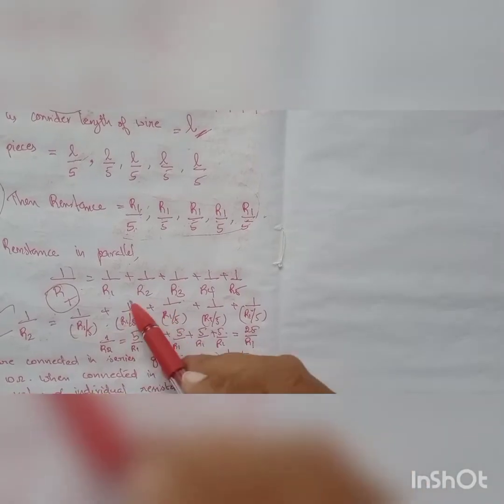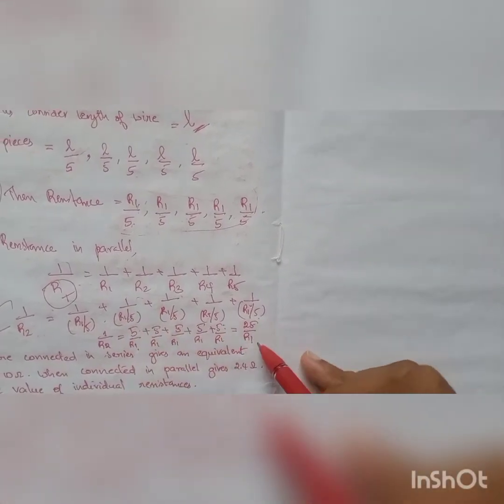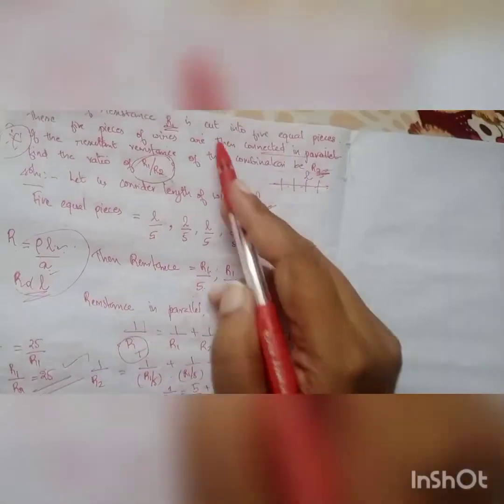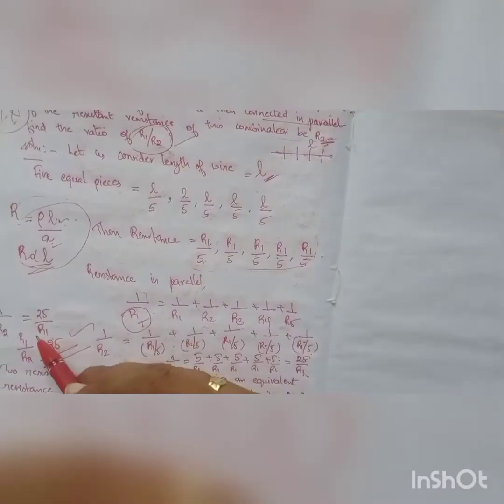Taking the reciprocal of 1 divided by R1 by 5, we get 5 by R1. So adding all of these, we get 25 by R1. So 1 by R2 is equal to 25 by R1. We need to find R1 by R2, so R1 by R2 is equal to 25. Okay, fine. We'll move on to the next question.